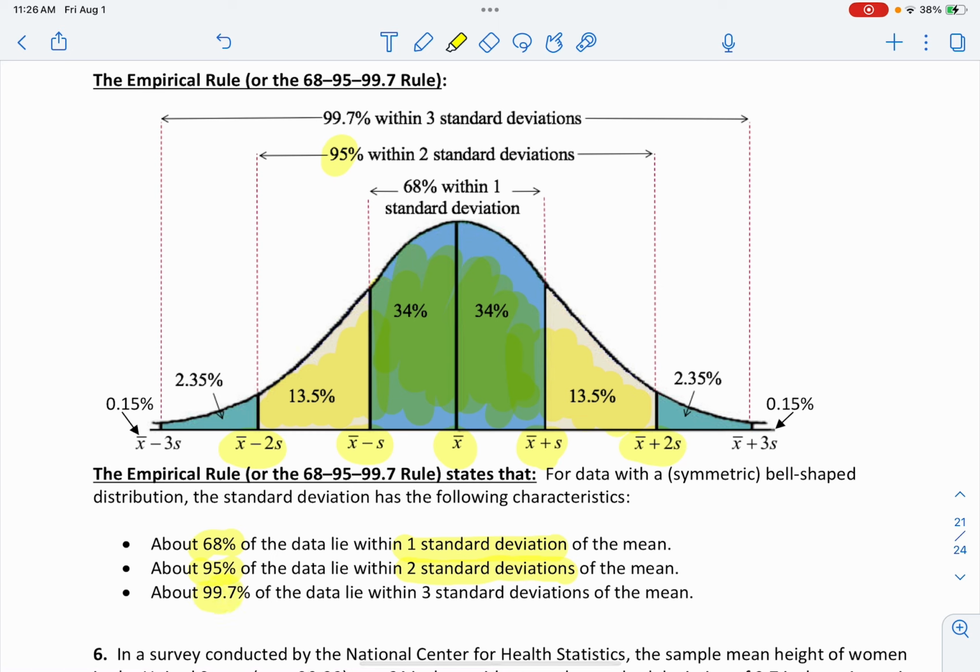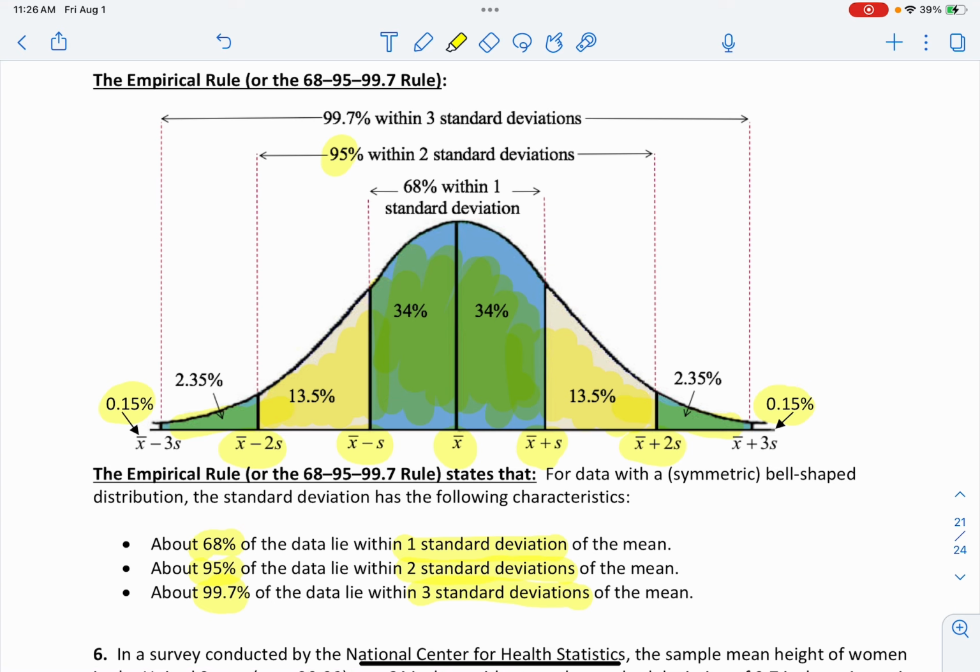And then the final rule is the 99.7%. That's 3 standard deviations. That's all the way to the very ends, right? If you add up all of those percentages, you would get 99.7. And then anything outside of 3 standard deviations are just these 2 little percentages here, right? 0.15 above and 0.15 below 3 standard deviations.